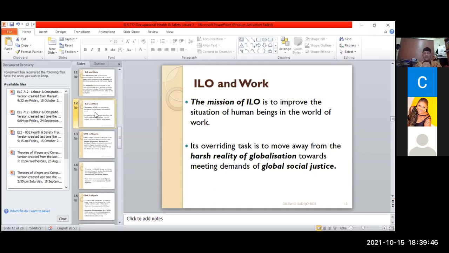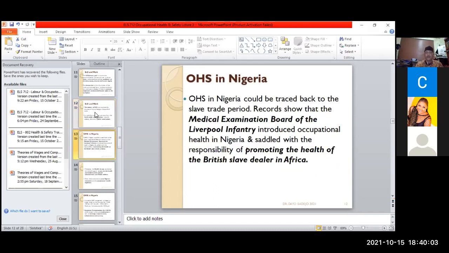Everybody, irrespective of their level, must be respected and considered in the light of their dignity, not relegated and endangered. Every life matters in the world of work. So in Nigeria, occupational health and safety could be traced back to the slave trade period.